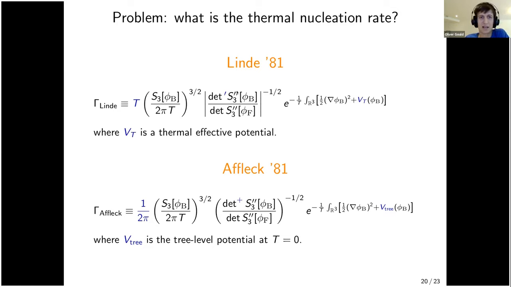Linde's bubble nucleation rate had some kind of effective thermal action, including an effective thermal potential, which Linde was careful not to define. One drops the zero modes and has some prefactor of T, whereas Affleck drops the zero modes and the negative mode, has a different prefactor, and in the exponent just has the tree level potential. So they differ all over the place. Note that if one were to put the one loop potential in here, you'd get an imaginary part up here. You'd also have some kind of broken derivative expansion, and you'd double count modes. So exactly what this V_T is has gone a little bit obscured.